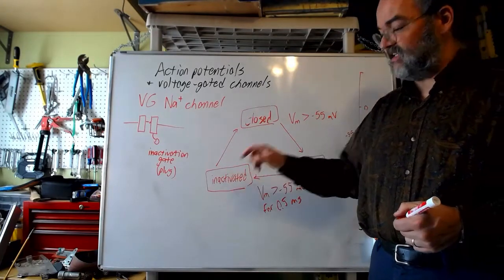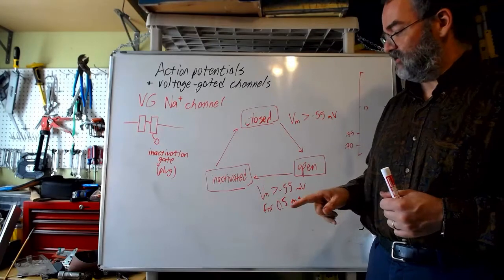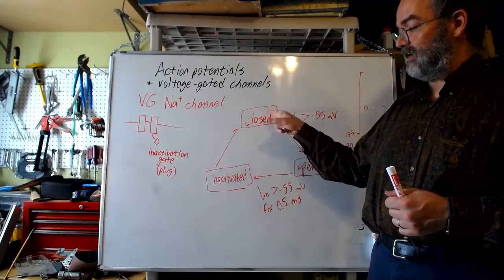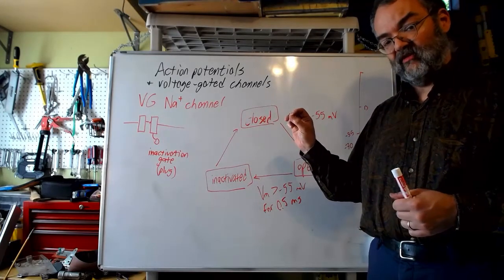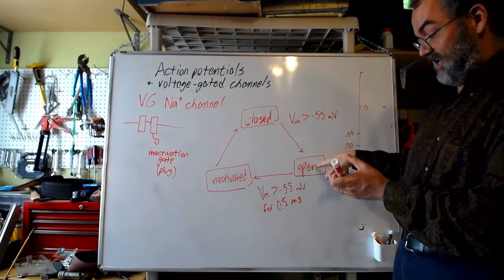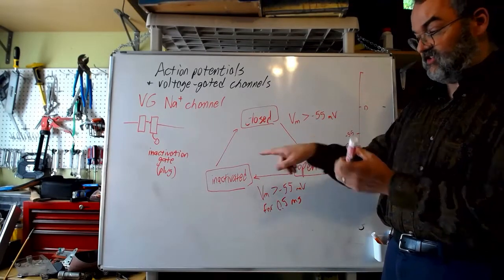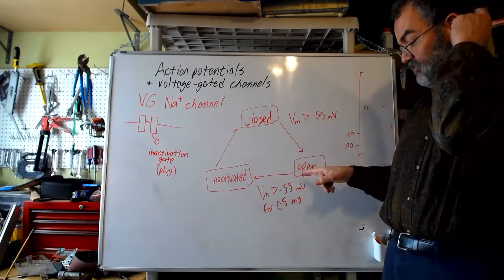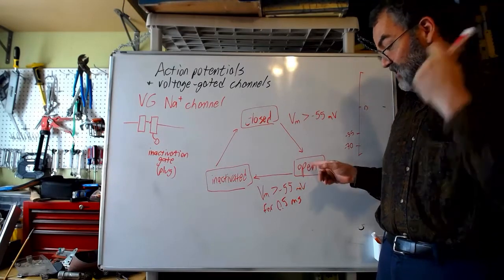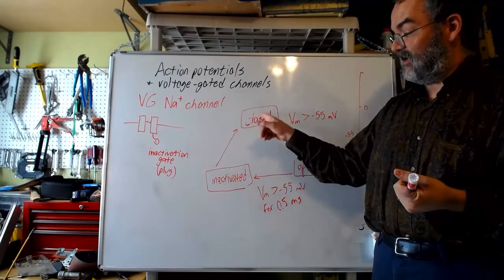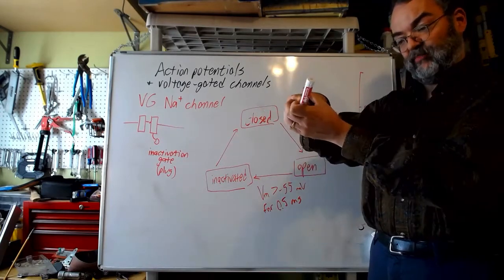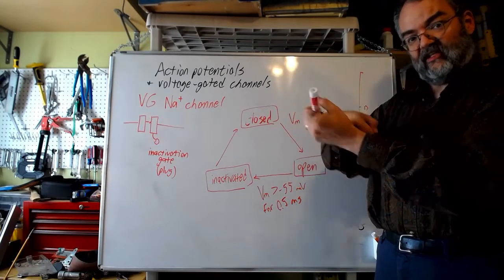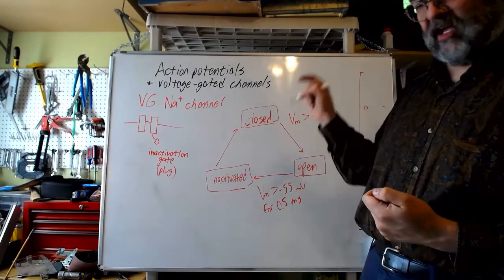And then once it's inactivated, once it's plugged, how can we get it to go back to closed? Because once it's plugged, I can't open it again until it goes back to here. Even if I go right below negative 55, it's not immediately going to go back to open. I have to get it into this state first. I have to get the plug out, and then it's available to open again. What makes the plug come out?